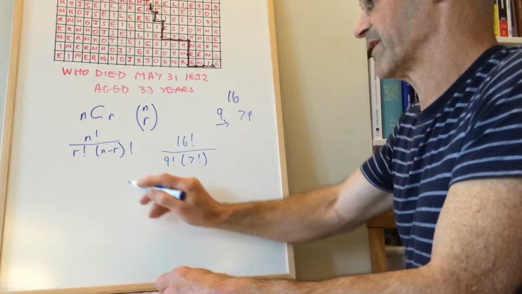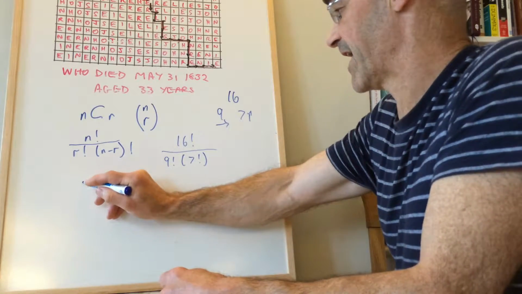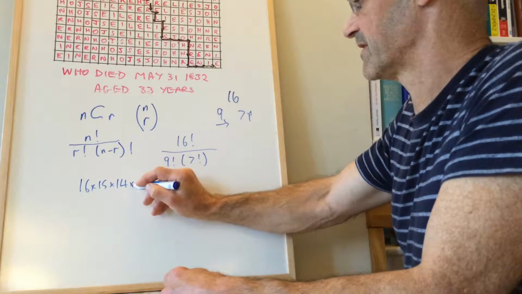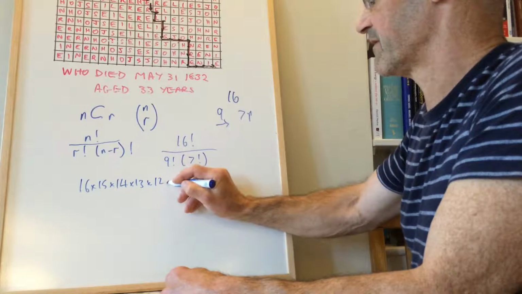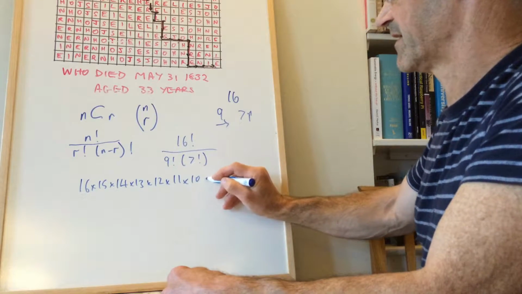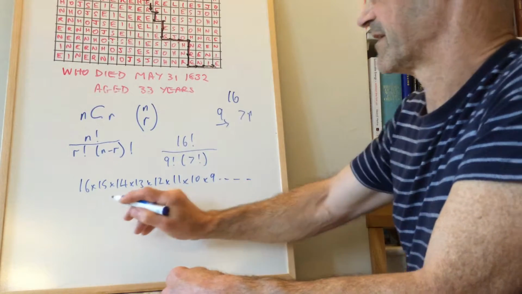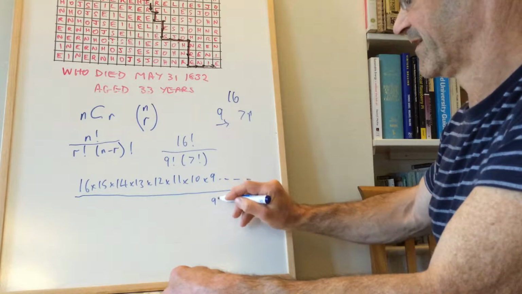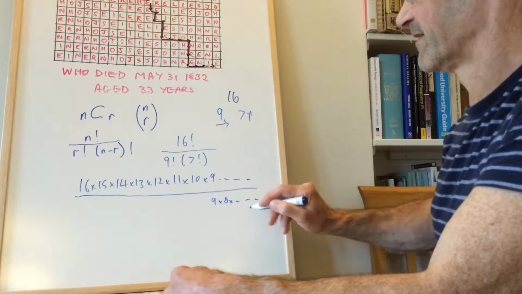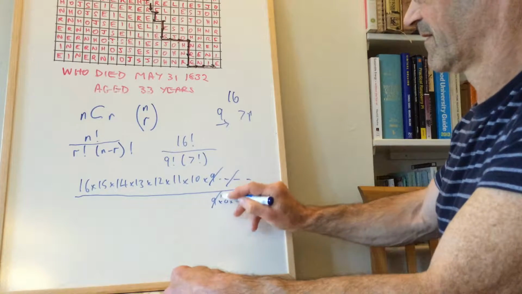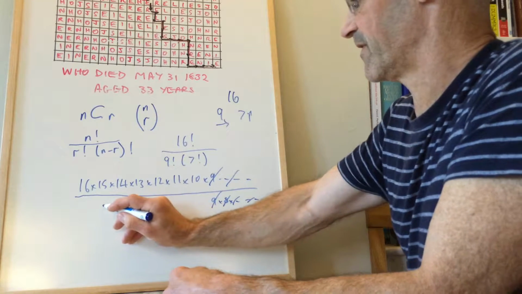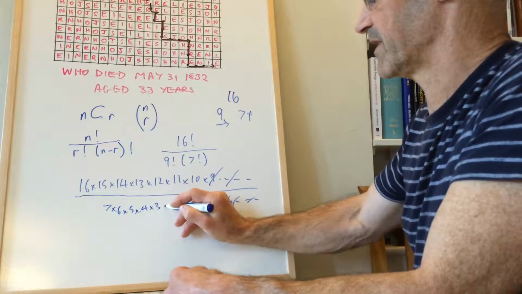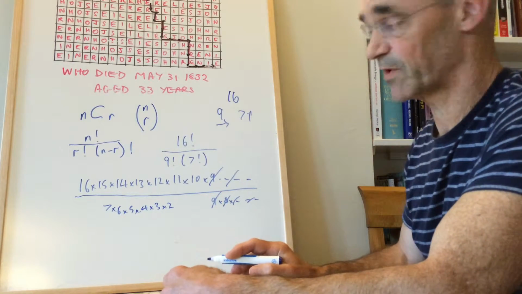Okay, so we can write that out longhand and figure it out. So we get 16 times 15 times 14 times 13 times 12 times 11 times 10 times 9 down to there. And then on the denominator we've got the same 9 times 8 that are going to cancel with this one. And then we've got 7 times 6 times 5 times 4 times 3 times 2. I won't bother saying times 1.